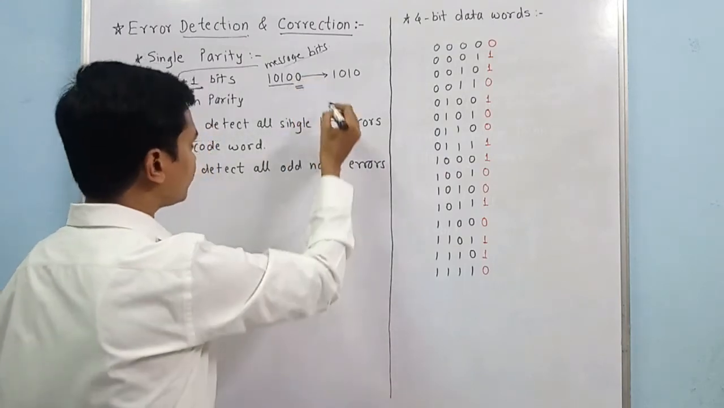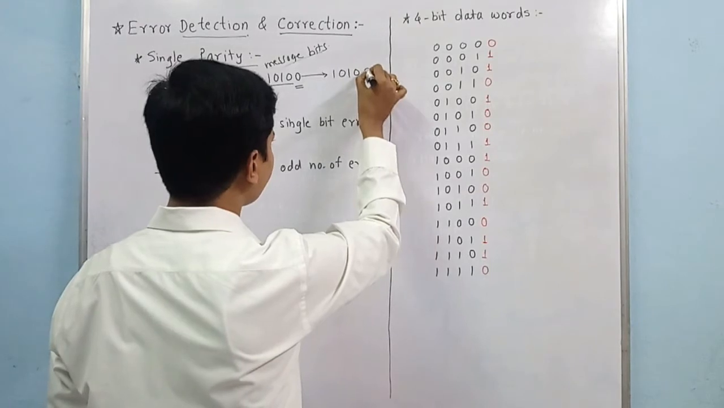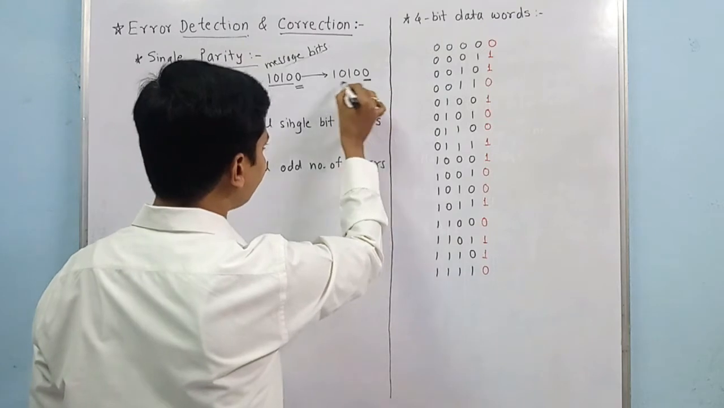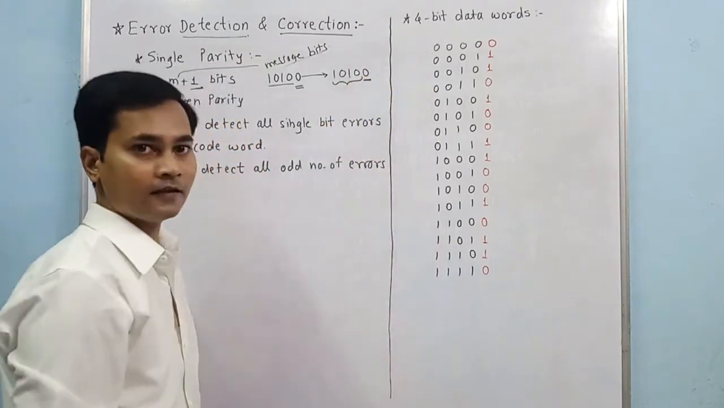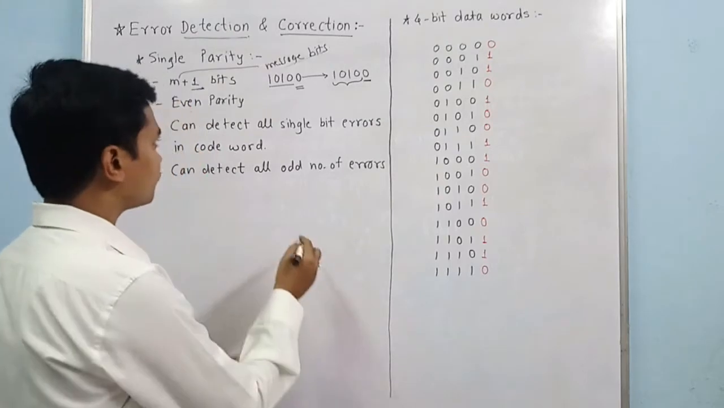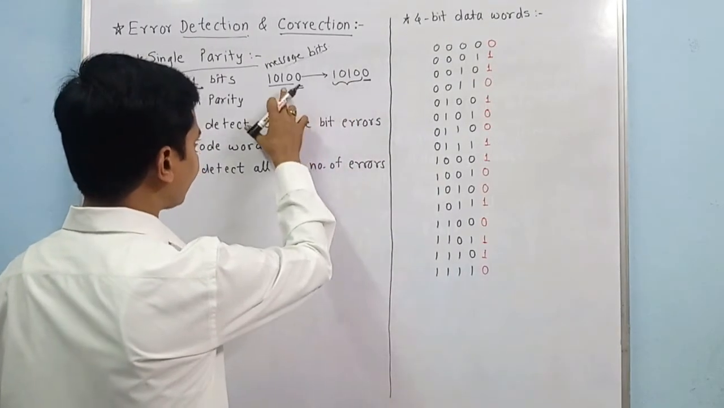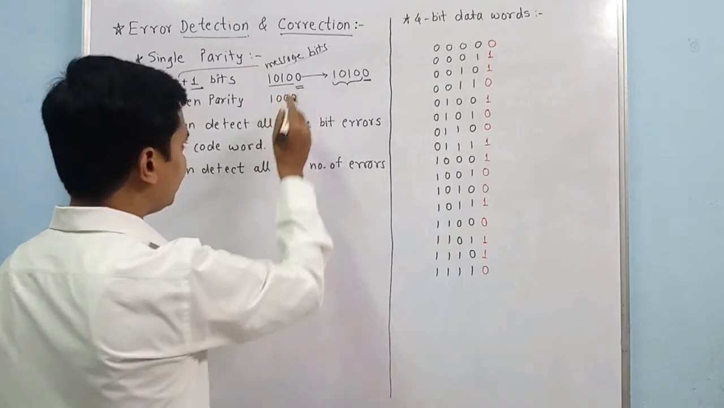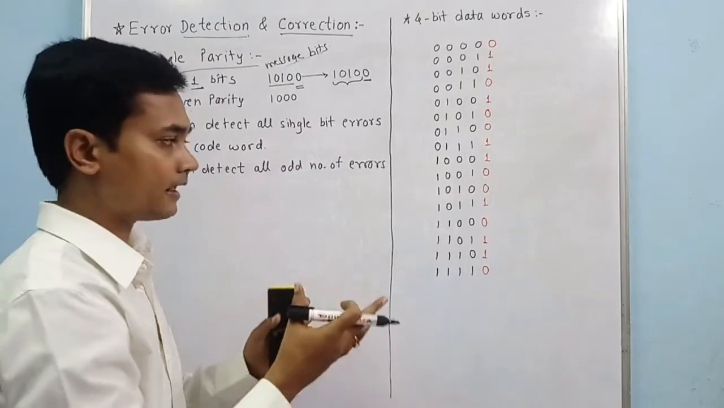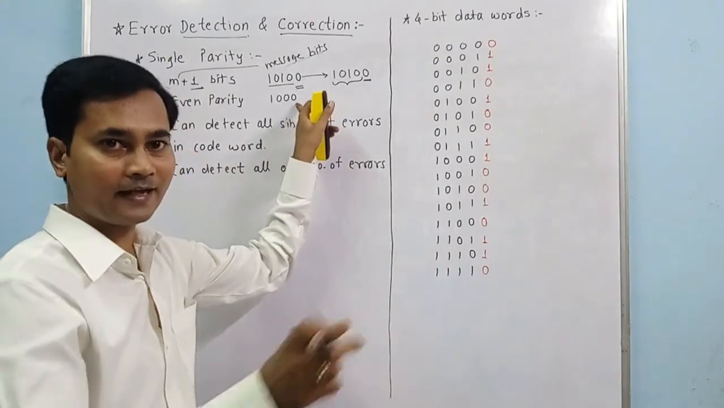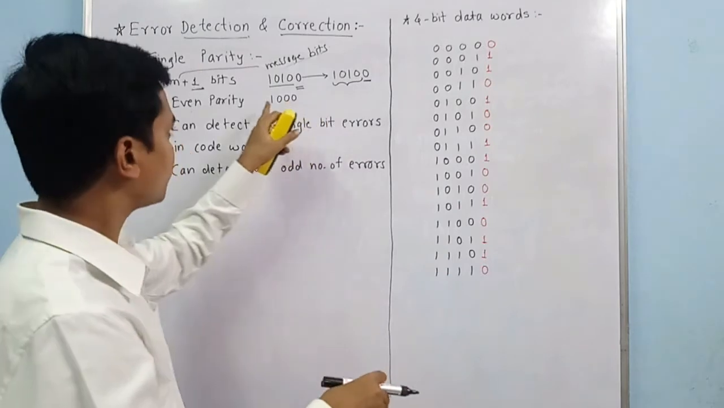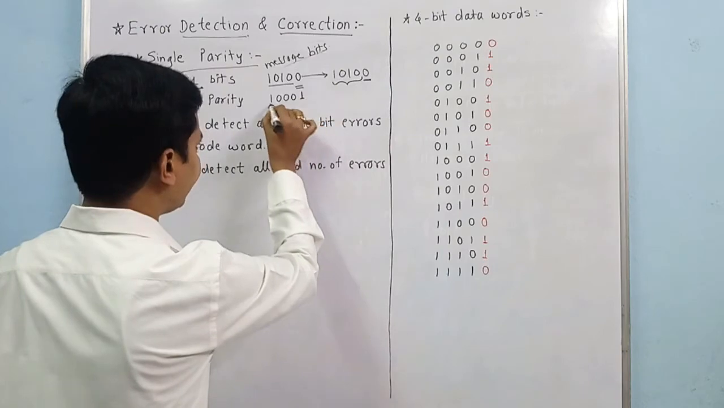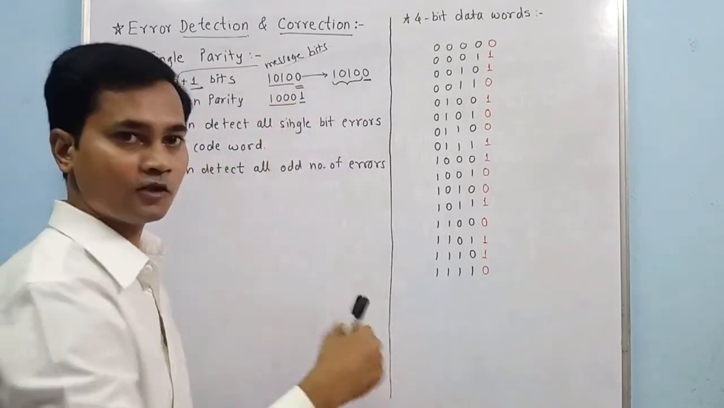So the receiver will receive the same data and check that if this bit is 0, the data bits contain an even number of ones. That is why for even parity the transmitter will send this. And suppose the transmitter has to send the data 1000 and attach the redundancy bit. To make this even parity, the transmitter will attach 1 and then send this 5-bit data to the receiver.